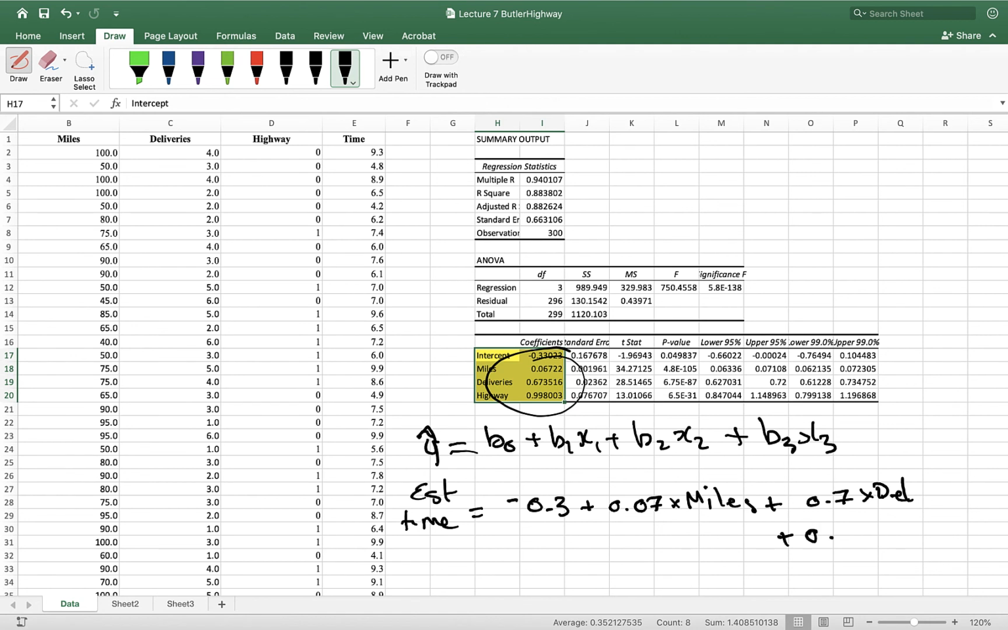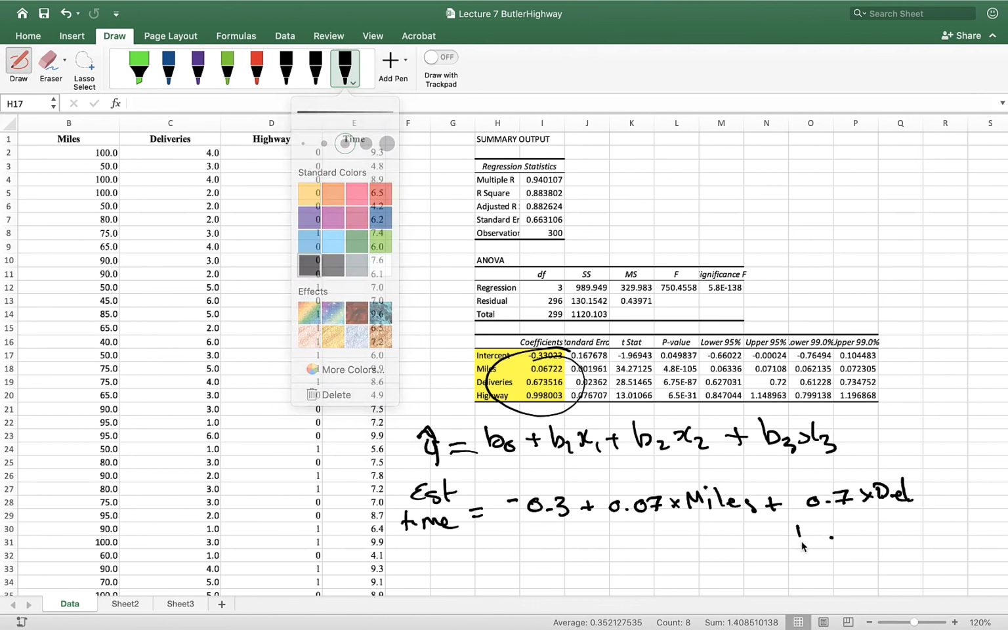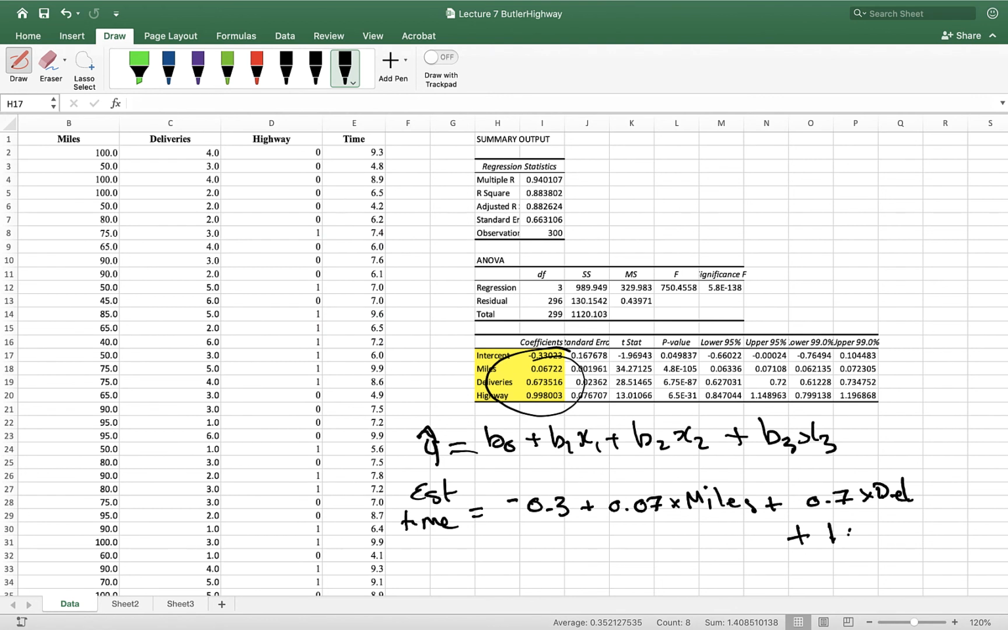0.99. I'm going to put 1. I'm just going to put 1 there. It's approximately 1. And so I'm just going to put plus 1 times rush hour traffic. So if you're driving in rush hour traffic, that's going to be 1. And if you're not, that's going to be a 0. So that's the model that we actually come up with.